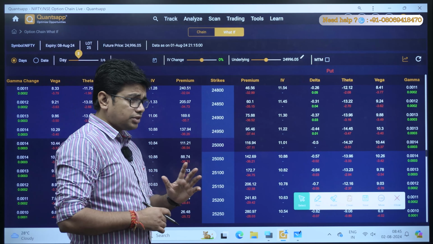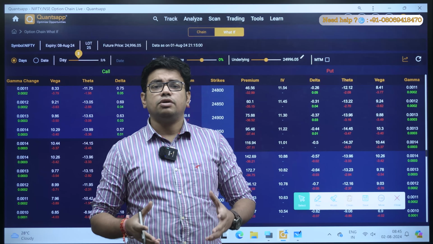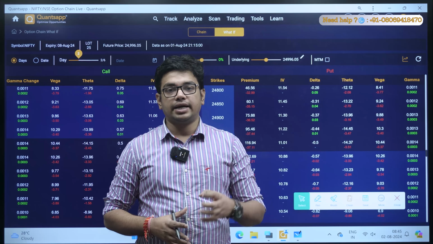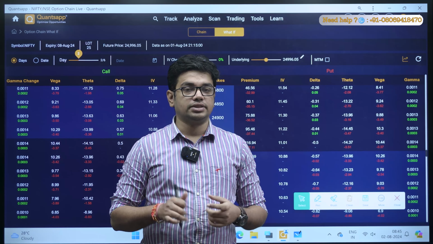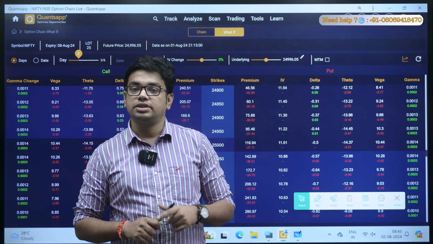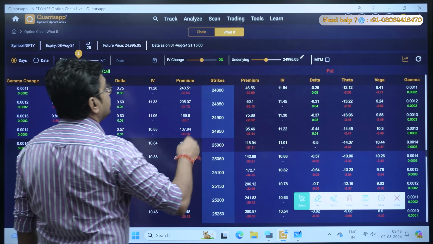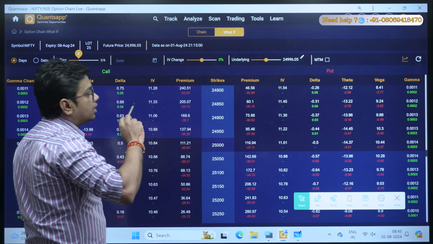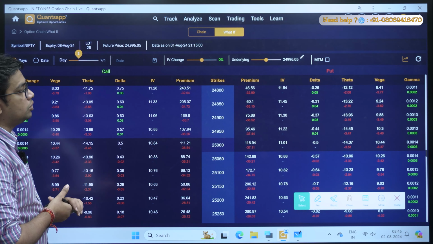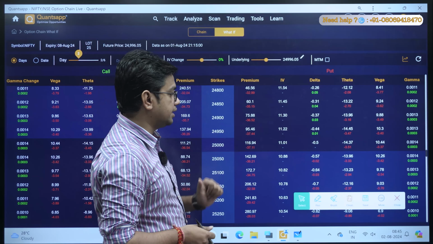Now, instead of buying a naked option, we should go for strategies. In strategies, we consider ITM, ATM and OTM also. Let me show you how we consider that. So let's say I am bullish in Nifty, and I want to take the trade according to bullish parameters, according to bullish sentiments.